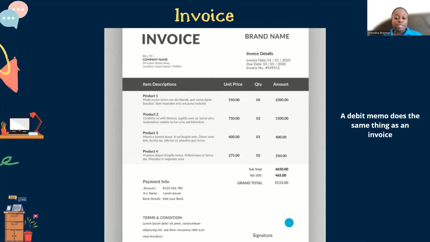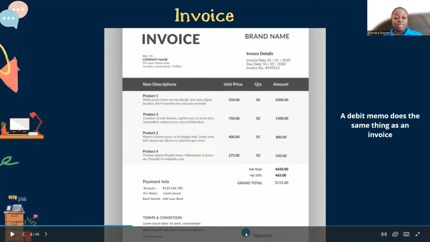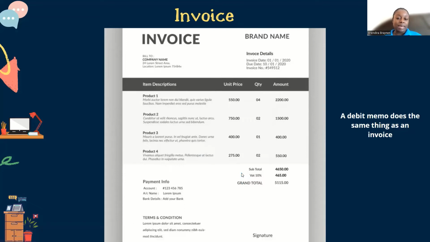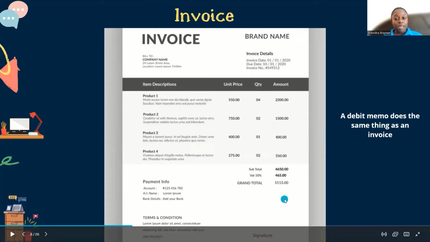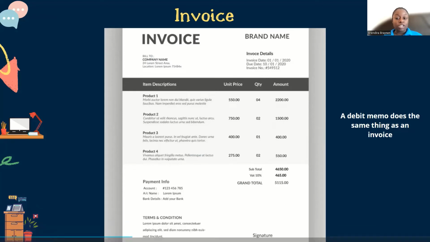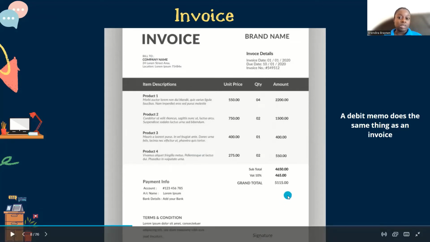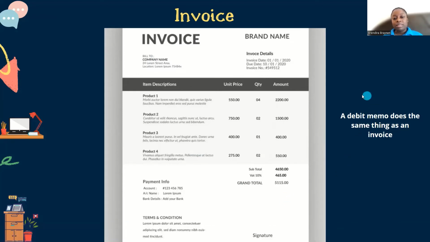And in most companies, they require the customer to sign at the bottom of the invoice, just as proof to say, hey, yes, I did collect these items. Yes, I did get this service. And so this is just an instruction to pay the company for a service they provided or goods that they sold to them.